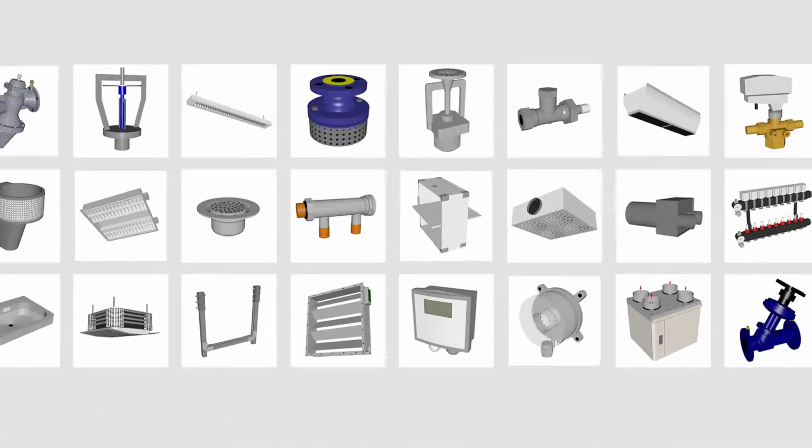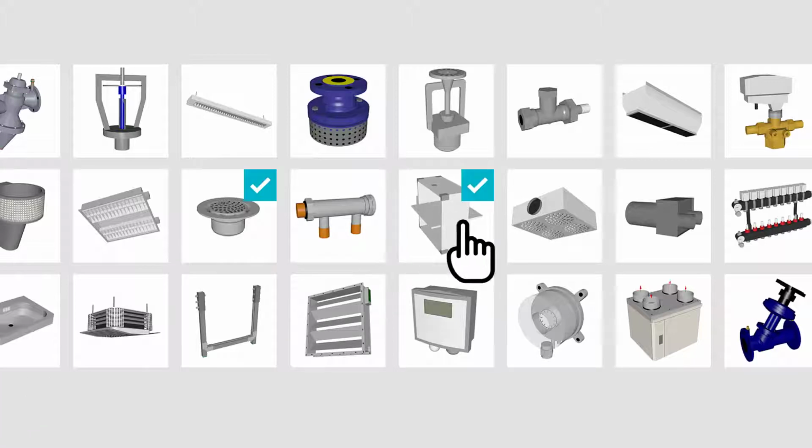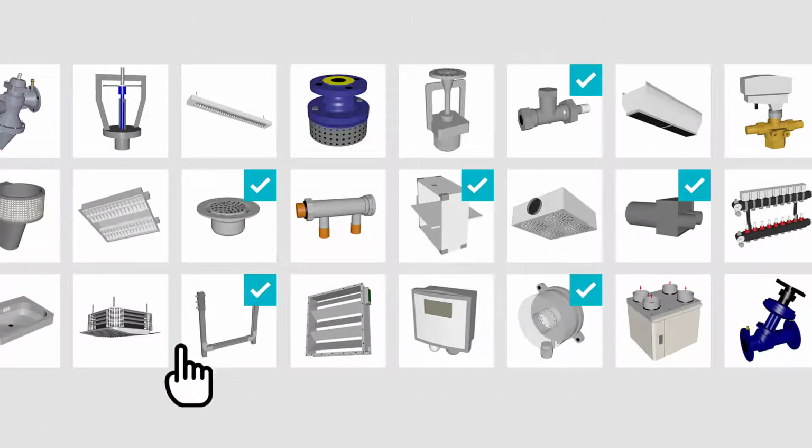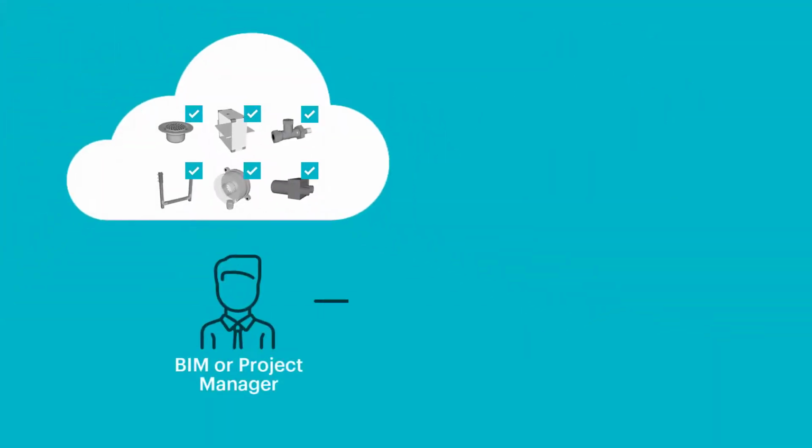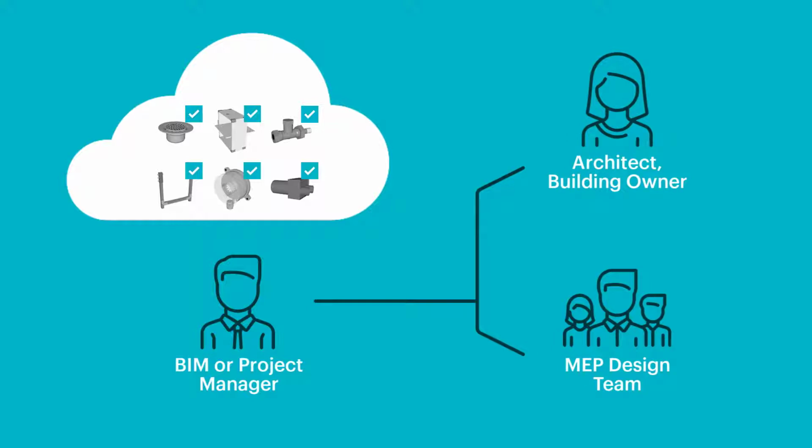By selecting objects from the online content library, you can build your own collections. Those could, for instance, be a product selection to be used in a certain type of project. To enhance the collaboration between the stakeholders in the project, the object collection can, for example, be shared with architects or within the MEP design team.